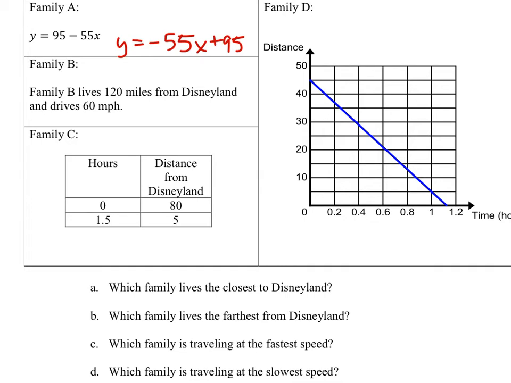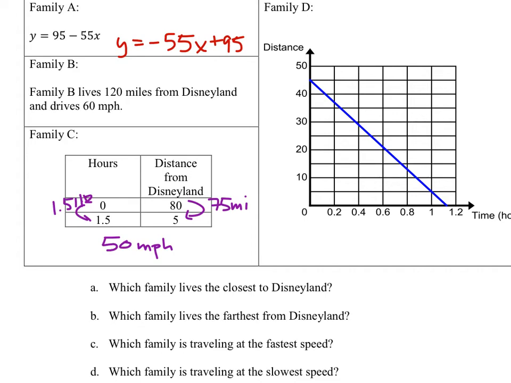And what is their rate? What is their speed? How fast are they traveling? Well, right here we can see that they traveled 75 miles in 1.5 hours. I think that is 50 miles per hour. So right now, amongst those 3 families, even though family C lives the closest, they're also going the slowest.